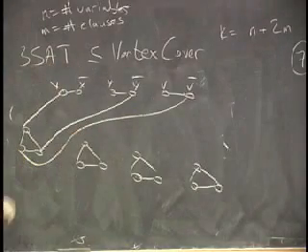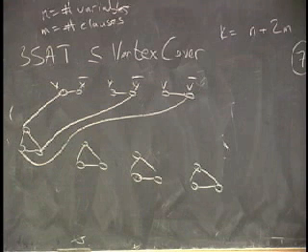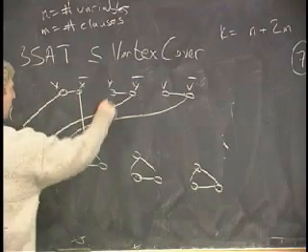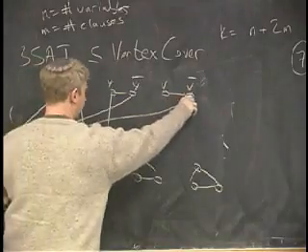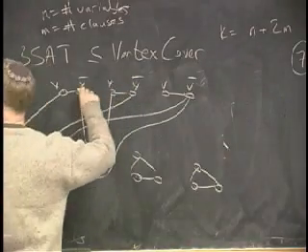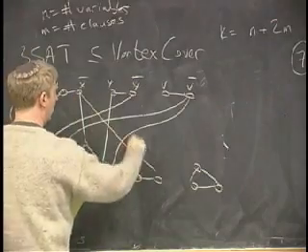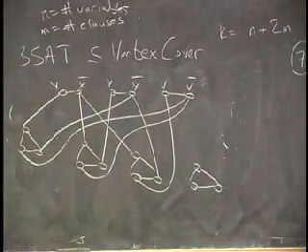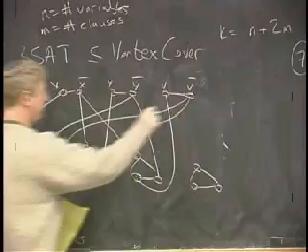The most important thing is that during this reduction, I have no idea whether this is true or false. I have to do this blind. I have to just go ahead and create this graph. X bar, Y, V bar. The third one is Y bar, X bar, V. And the last one is Y bar, X bar, V bar.